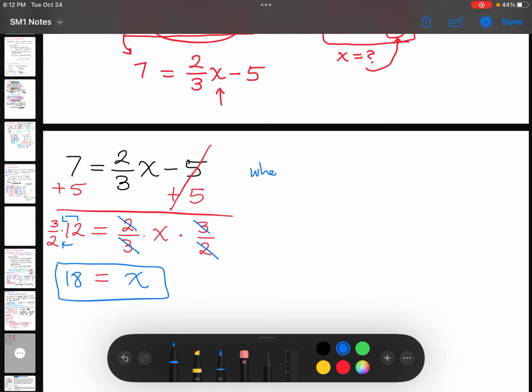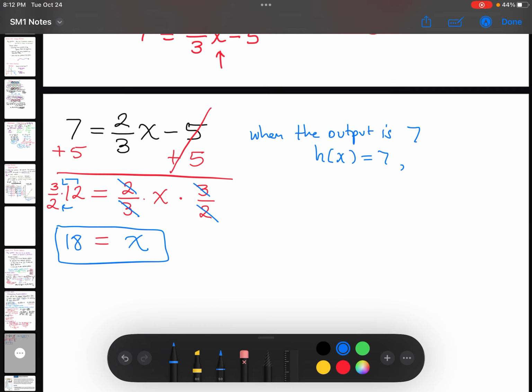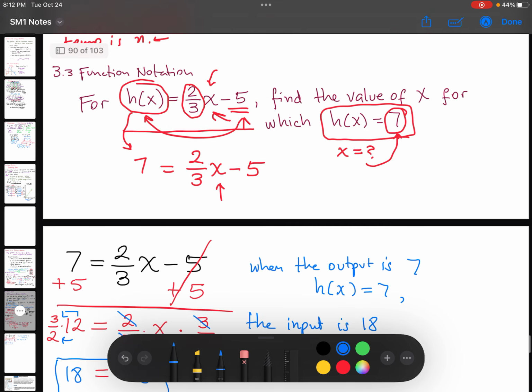And I'm going to write this in words based on what I had at the beginning: when the output is 7, it means when h of x is 7, we just found out that the corresponding input is 18. In other words, in order to get an output of 7, the input has to be 18.